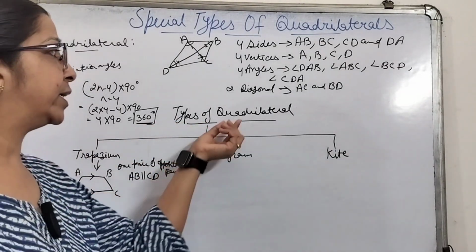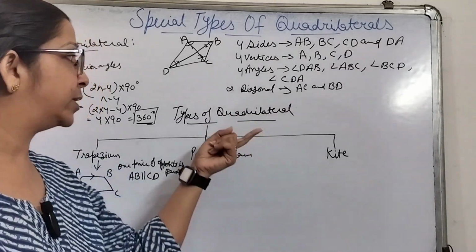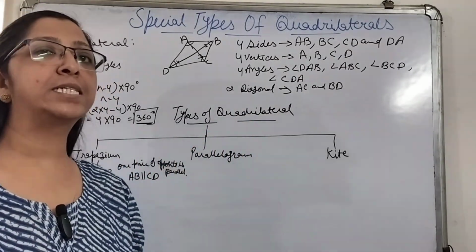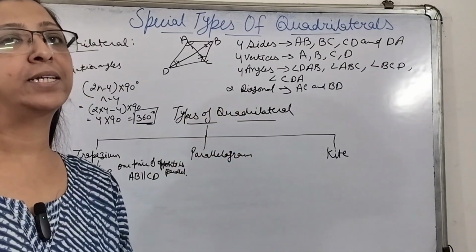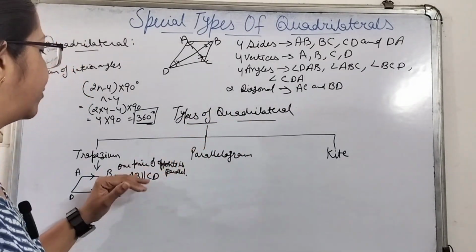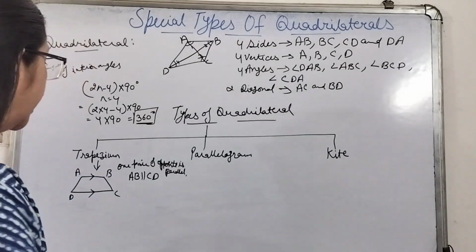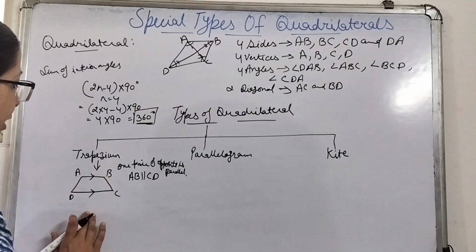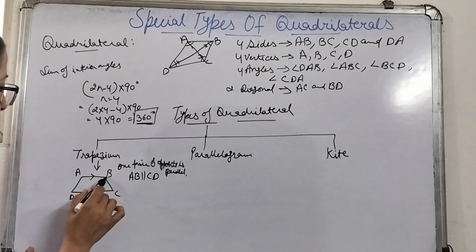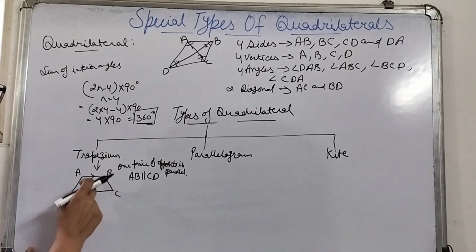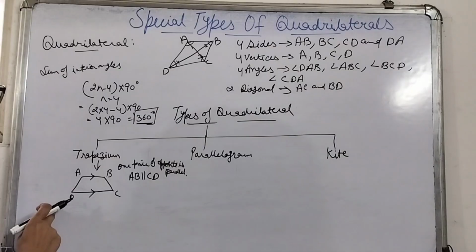If we have to prove that a given quadrilateral is a trapezium, then we need to prove that one pair of opposite sides of the given quadrilateral is parallel. If we can prove it, we can say that the given quadrilateral is a trapezium. Now, what will the properties of a trapezium be? Just now we said that AB is parallel to CD, and if AB is parallel to CD, we can see AD is the transversal in this case.